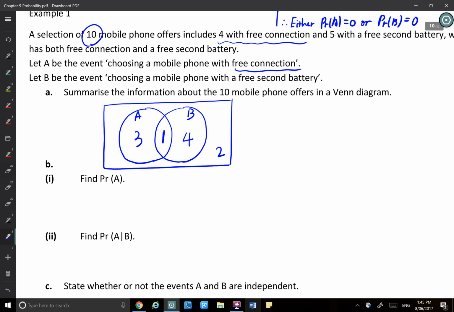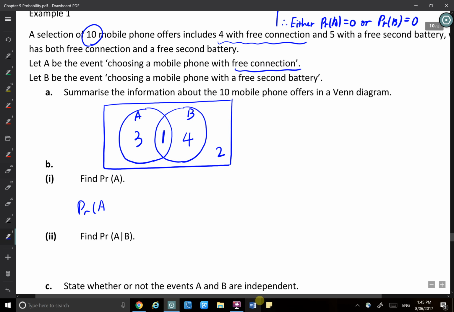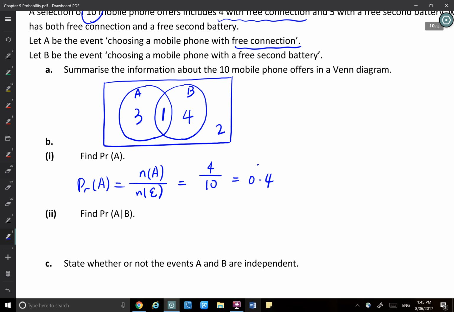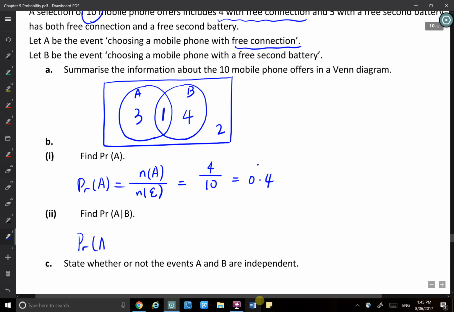So probability A will be the number of A over the number of total. So the number of A will be 4 over the number of total, which is 10. That's 0.4 or 2/5. Probability of A given B. That's the number of A intersects B over the number of B. The intersection will be 1 and B will be 5. That's 0.2.